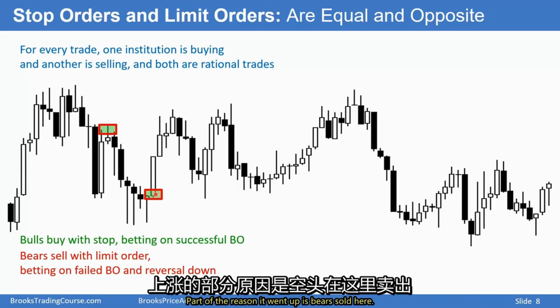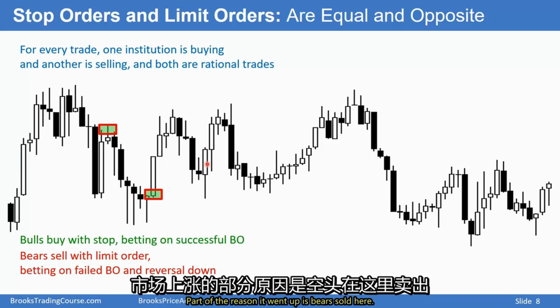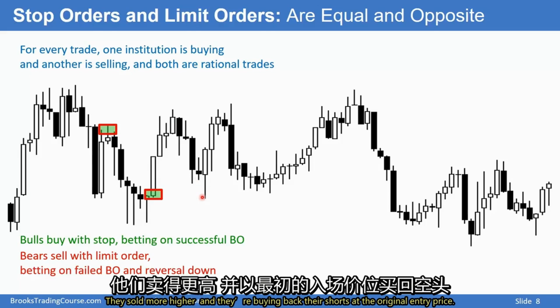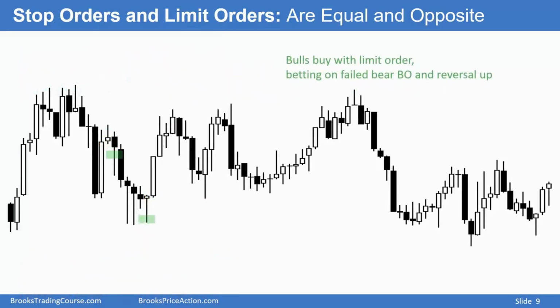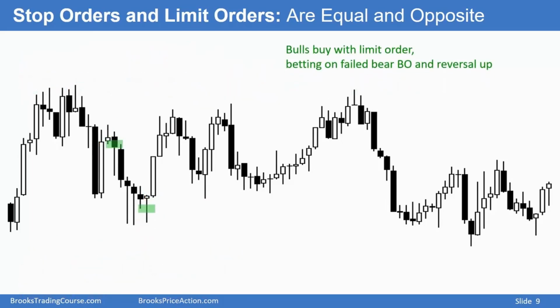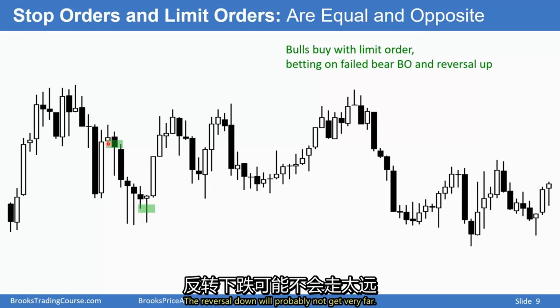You can see the market got down to that price and the market went up. Part of the reason it went up is bears sold here. They sold more higher and they're buying back their shorts at their original entry price. Some bulls will buy below this bar, betting that we have consecutive bull bars. The reversal down will probably not get very far.